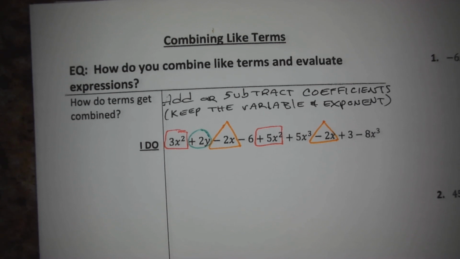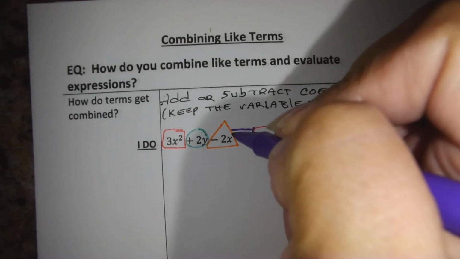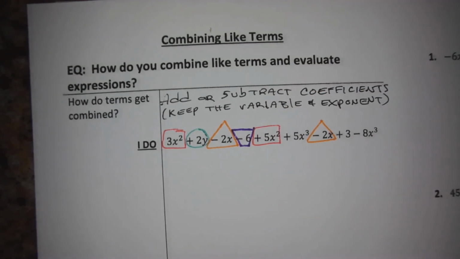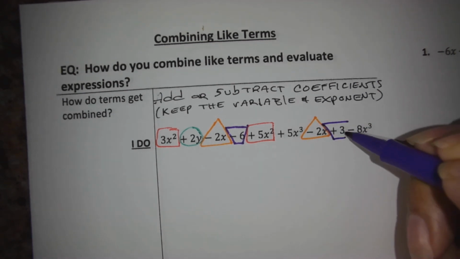The next one is a plain number. It's called a constant. So this constant is negative 6. We're going to pick a different shape. Let's use a trapezoid. And then this one is a trapezoid too.